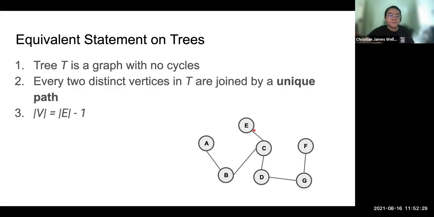Just verify that for every pair of distinct vertices, they are joined by a unique path. The reason I mention this in particular is that I once had to design an algorithm where I made use of this property. I'm given a tree, and I make use of the property that every two distinct vertices in T are joined by a unique path. To give you an idea, that question requires me to find two nodes in a tree.